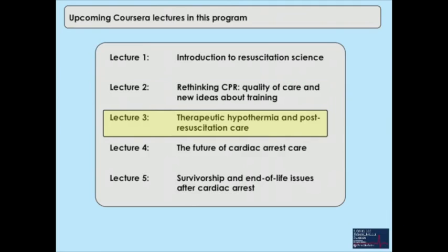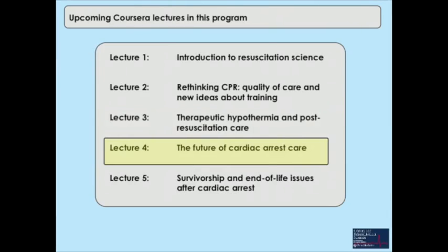In lecture 3, we'll be talking about a post-arrest care therapy known as therapeutic hypothermia. That is to say, when people's pulses are restored, what can be done to bring them back to full health and life? A very interesting topic with great attention in recent years. Following that, in lecture 4, we will have a guest lecturer, Dr. David Gajewski, one of my colleagues at the University of Pennsylvania, who will be sharing with us some exciting thoughts about the future of cardiac arrest care and resuscitation science.